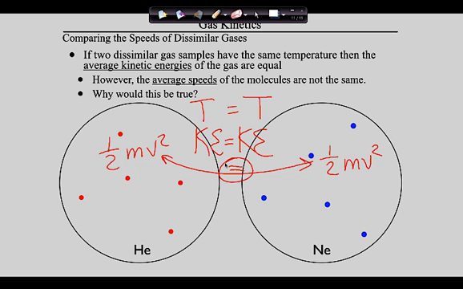But if they're equal, we know their masses are not equal. So helium weighs 2 grams per mole, and neon weighs 20 grams per mole. So if the neon weighs less, what has to be true of its velocity to give it the same kinetic energy as the heavy guys? Got to be moving faster. So guys, the helium will be moving faster because it's lighter, and the neon will be moving slower because it's heavier, and that allows their kinetic energies to be equal. Does that make sense? Then let's write it down.